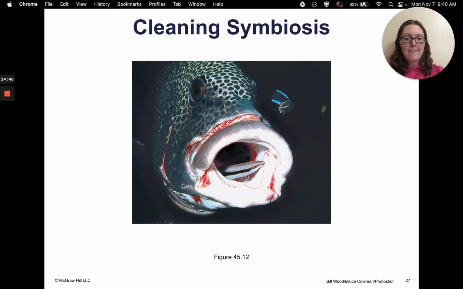Here's another example of a cleaning symbiosis. So this fish is inside the larger fish's mouth, cleaning the inside of the larger fish's mouth.